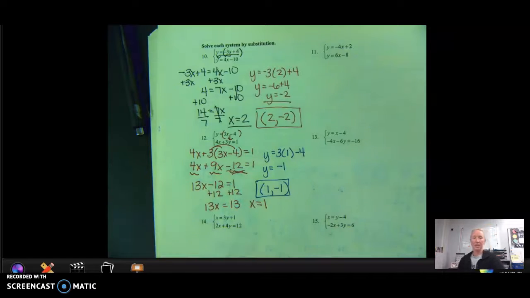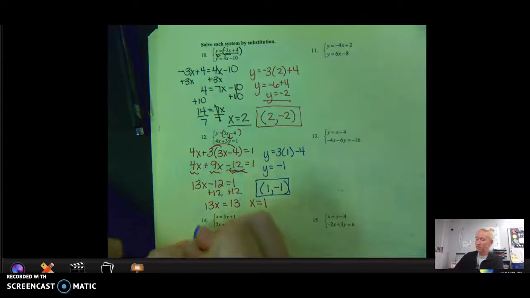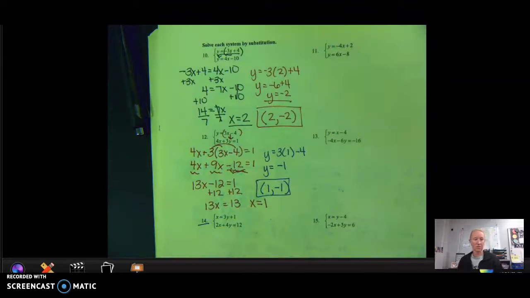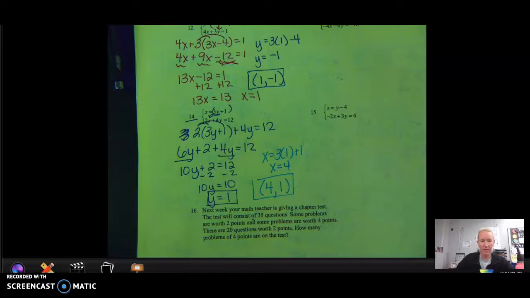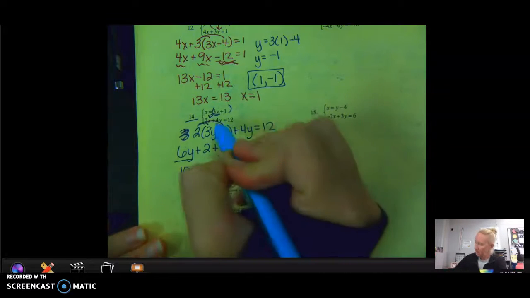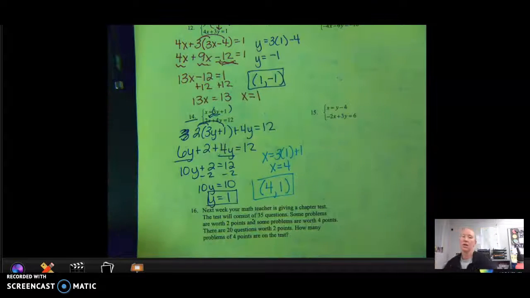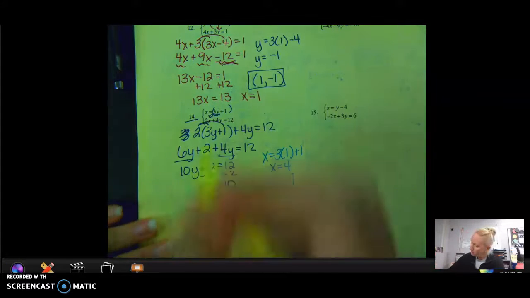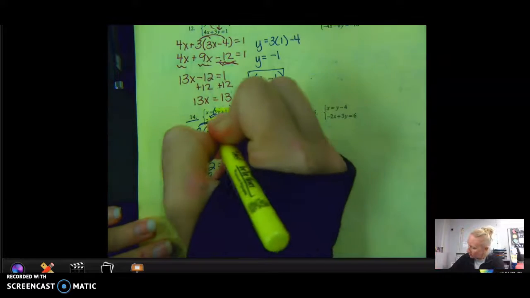All right, I'm going to pause, and I want you to pause, and I want you to try number 14 completely on your own. Okay, so now what I've done is I've taken what x equals, all of this, 3y plus 1, and plugged it in for x.